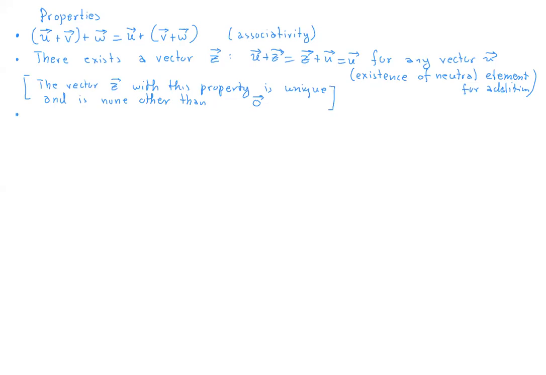The third property says that given a vector u, there is a vector v such that u plus v, which is v plus u, is equal to the zero vector. This property could be dubbed as existence of additive inverse.